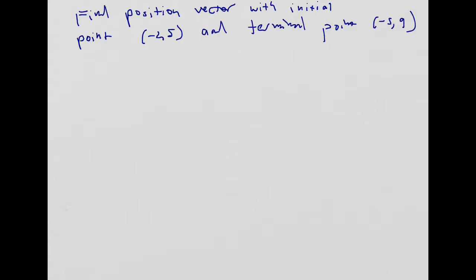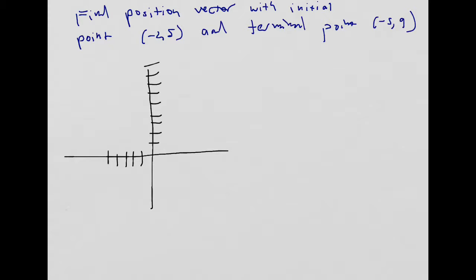All right, so we want to find the position vector that has initial point at (-2, 5) and the terminal point at (-5, 9). Okay, so let's just go ahead and plot these two points. Now make sure you don't mix up which one the initial point is and which one the terminal point is, right? It's going to make a very big difference.